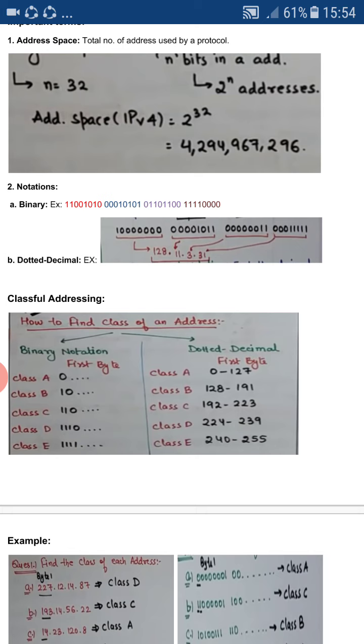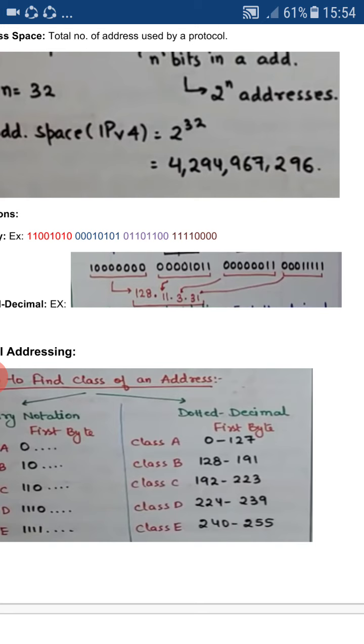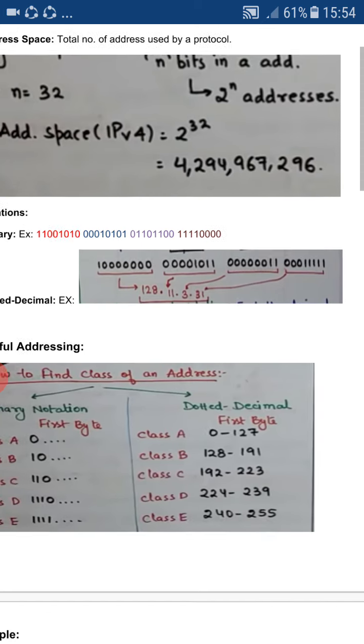Let us understand what we mean by address space. If an address contains n bits, then the total number of addresses that can be generated is 2 raised to n. That 2 raised to n is nothing but the address space. Similarly, you can observe that IPv4 is made up of 32 bits. Hence, the n value of IPv4 will be equal to 32 and the address space of IPv4 is 2 raised to 32. This is regarding the address space.